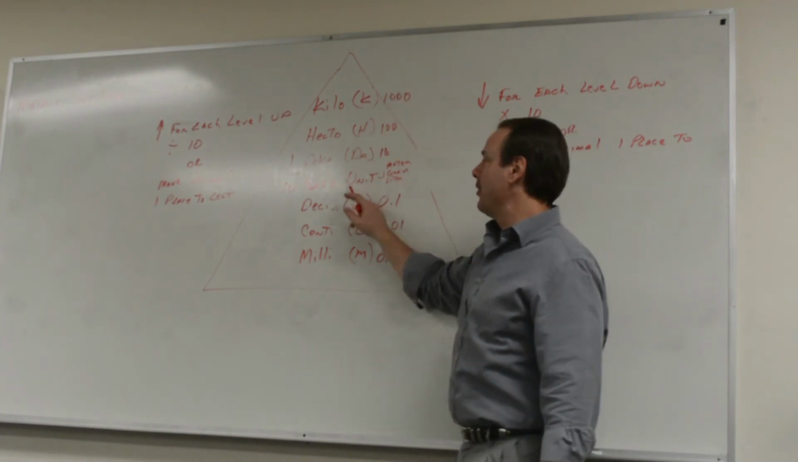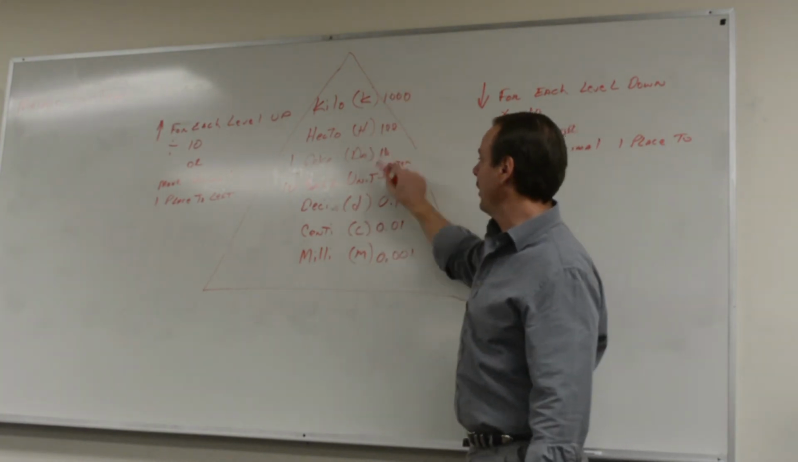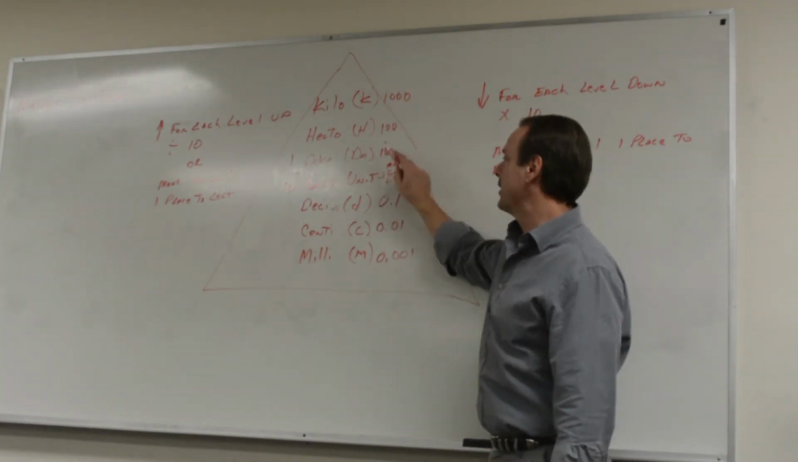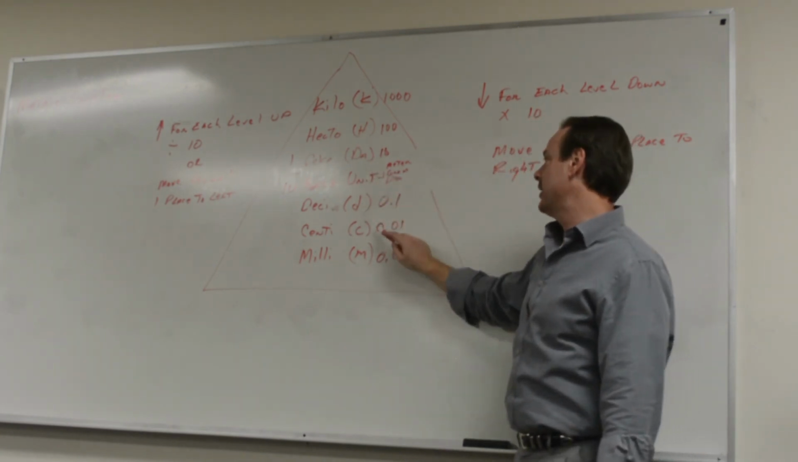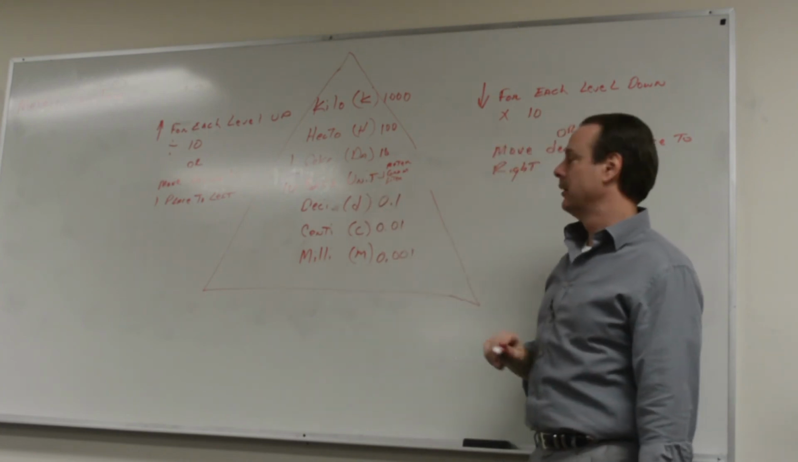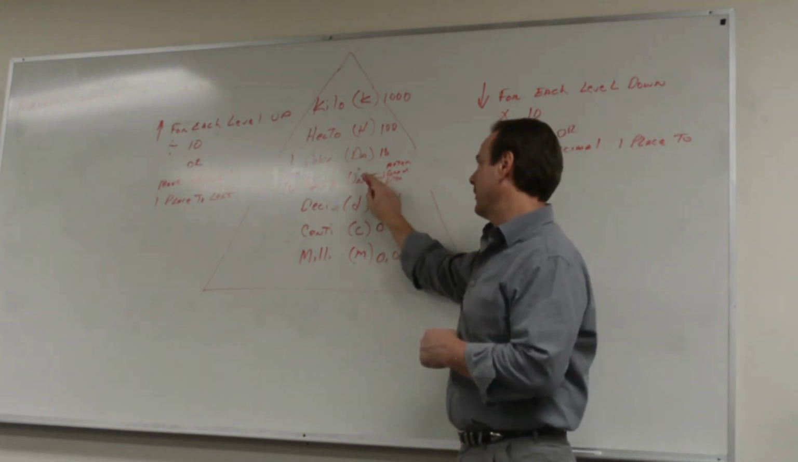So kilo is 1,000 base units. Hecto is 100 base units. Deca is 10 base units. Deci is 1/10 of a base unit. Centi is 1/100th of a base unit. Milli is 1/1000th of a base unit.